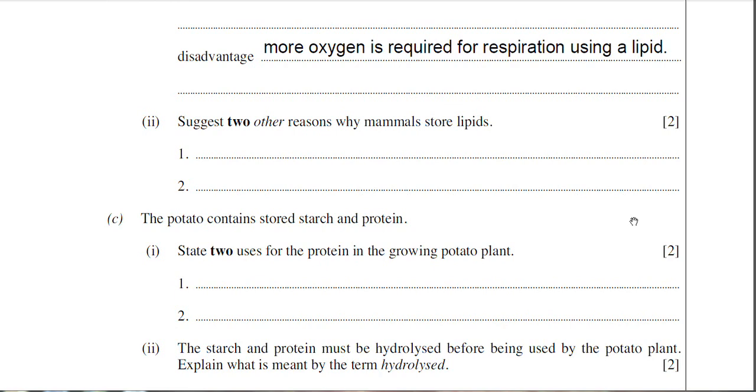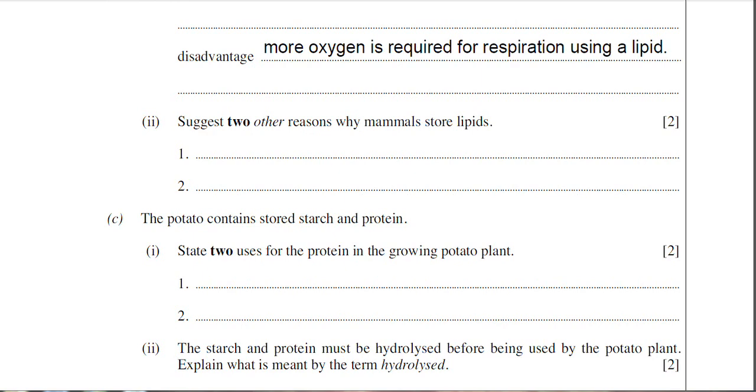Okay, this is quite straightforward really. What the examiner is getting at here is what functions does a mammal use for stored lipids? So instead of just saying what are the functions of lipids in mammals, he sort of worded it as suggest two other reasons why mammals store lipids. So obviously they store them for an energy source, but the other reasons, you know, there's many.